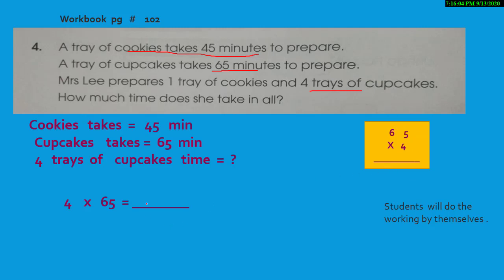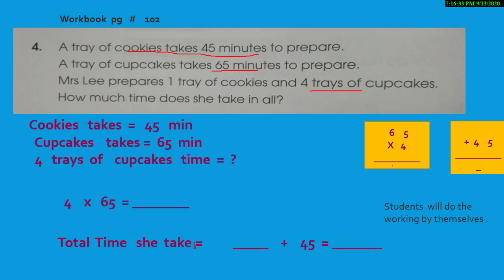After writing the answer over here, you have a last step to do, that is how much time she takes in all, the total time. So you can write down over here, total time she takes. Then you will write down your answer over here, and then you will add 45 minutes, that is the time of the cookies, and then you will get your answer. So your second working is also related to part one. First you will multiply, and then you will add the answer and get your final answer. I'm not doing the working for all of you, because I just want you to do the working by yourself, rather than copying the answers from the lecture. Do this self effort and improve your skills. This is something that I leave for all of you, and it's really easy. It's just a 4 times table multiplication.